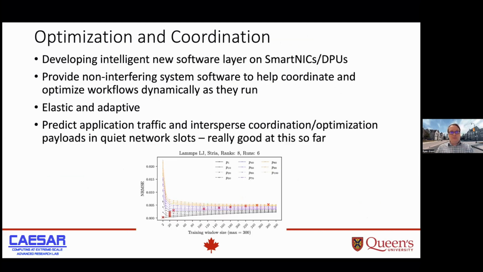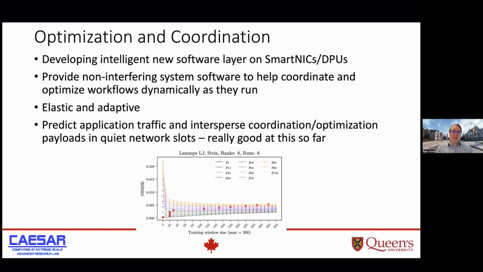One of the other things that we're looking at is more sophisticated optimization and coordination within workflows. So we've been developing some new intelligent system software on SmartNICs or DPUs. These are basically network cards that have compute capability in them. Anything from, NVIDIA even has GPUs sitting on network cards, GPU cores up there for significant compute power.